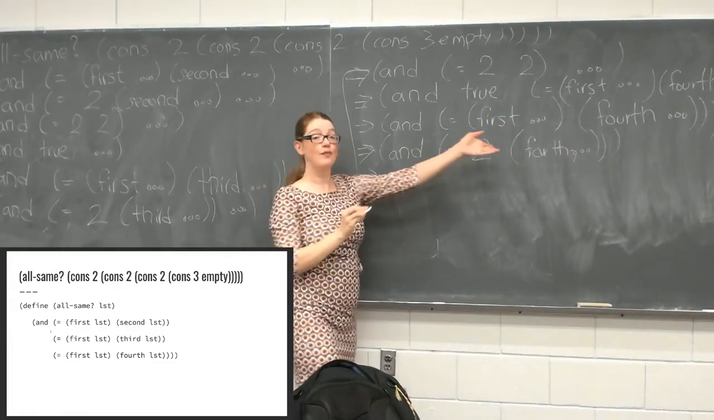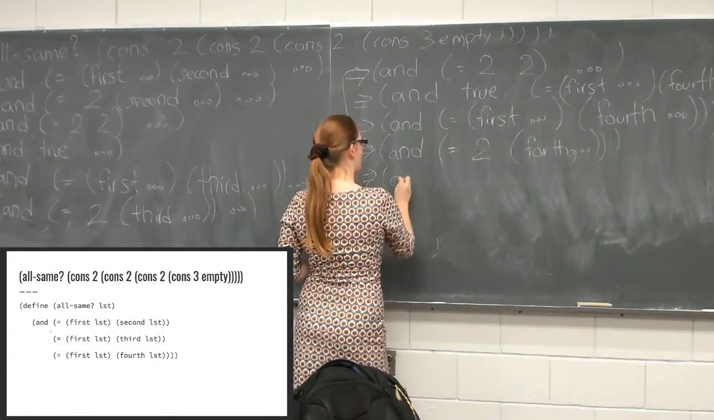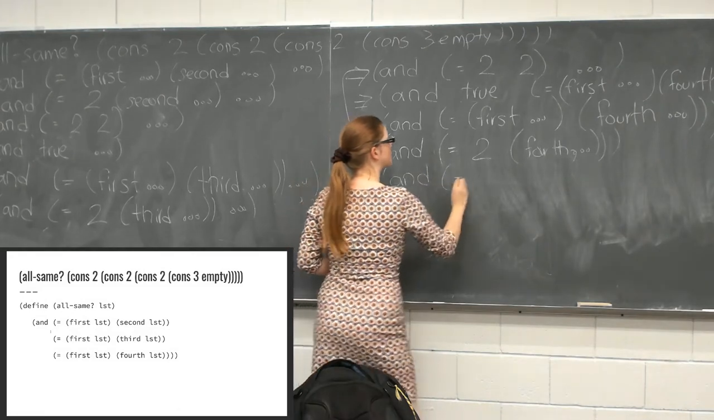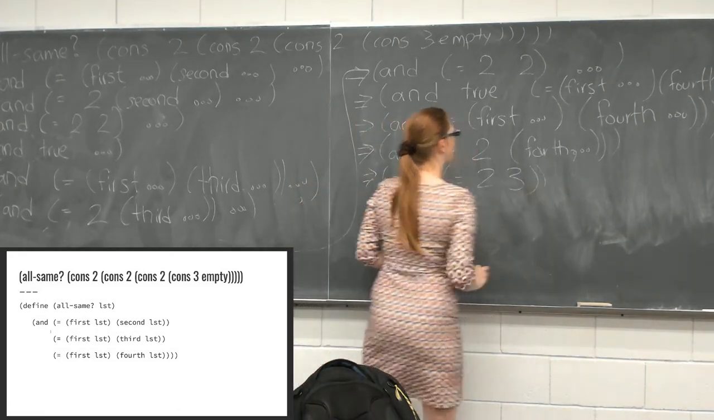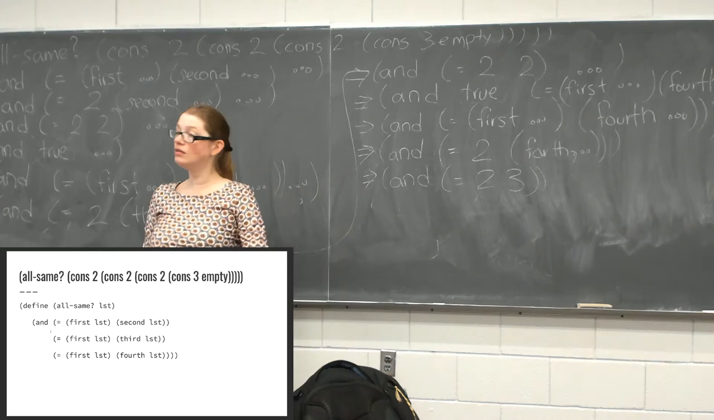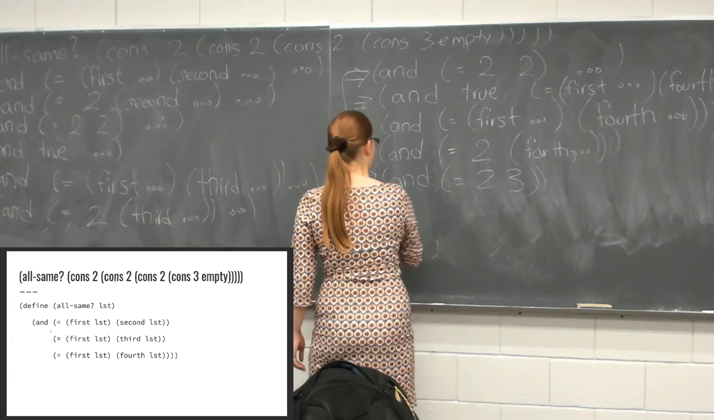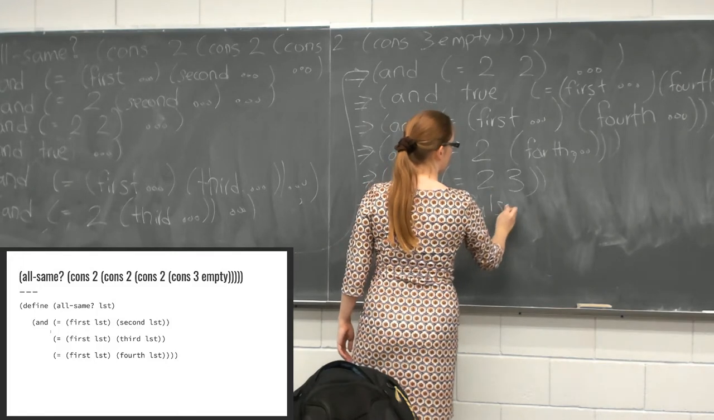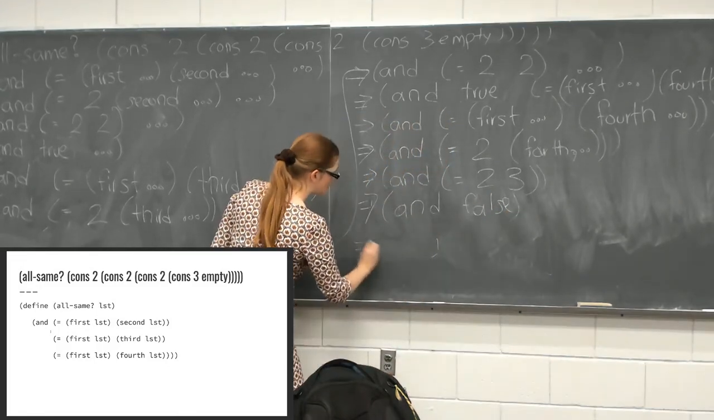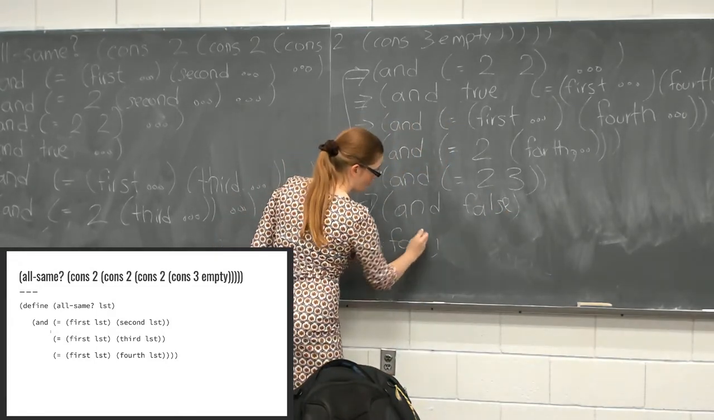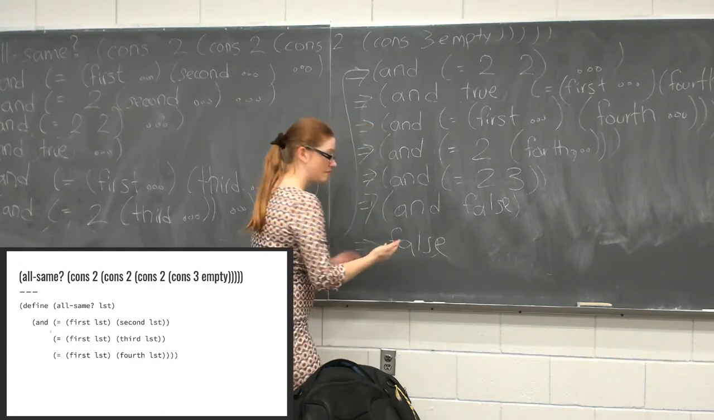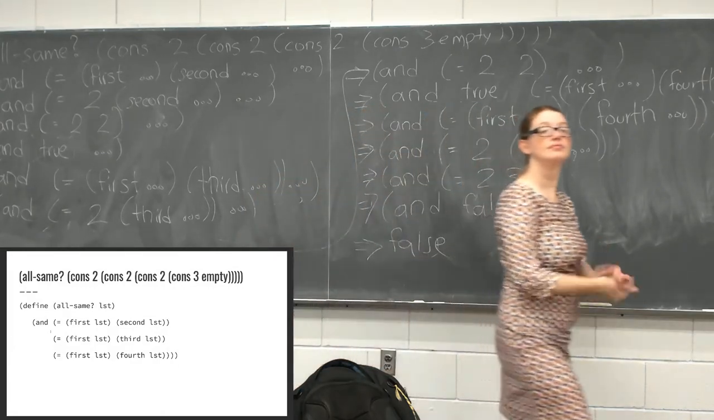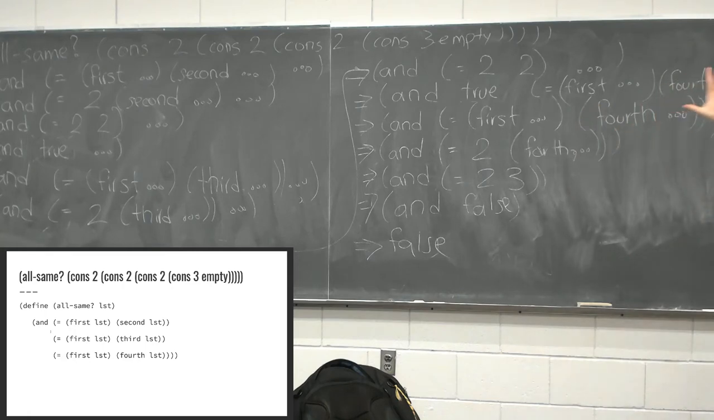And then we can evaluate the fourth of the list. And of course, 2 and 3 are not equal. So we get and false. And in this case, this is just going to produce false. All right, any questions about this, stepping through this?